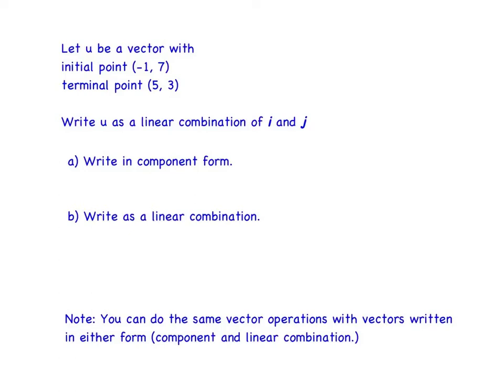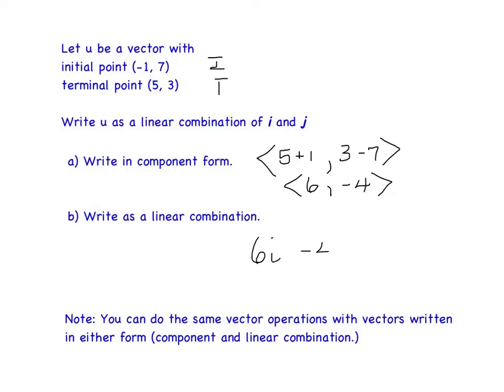Okay, so here's an example. If u is a vector with an initial point at (-1, 7) and a terminal point at (5, 3), then write u as a linear combination of i and j. First, A: we're going to write it in component form. Remember, this is initial and this is terminal, so we do terminal minus initial. I would have 5 minus -1, and 3 minus 7. So in component form, this is the component vector ⟨6, -4⟩. And then to write it as a linear combination, you would just say 6i minus 4j.